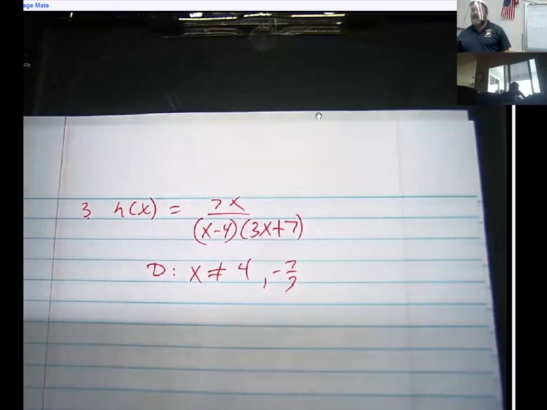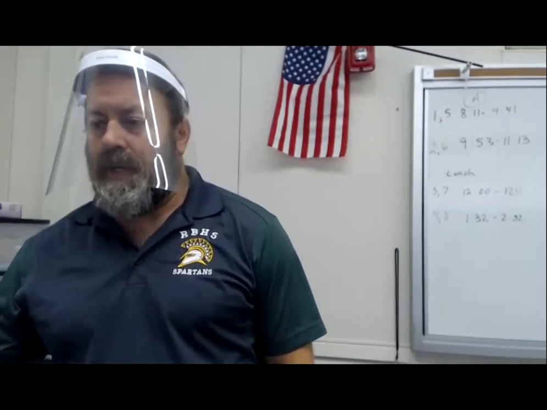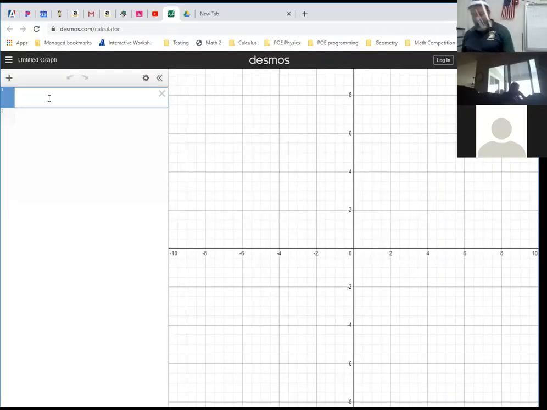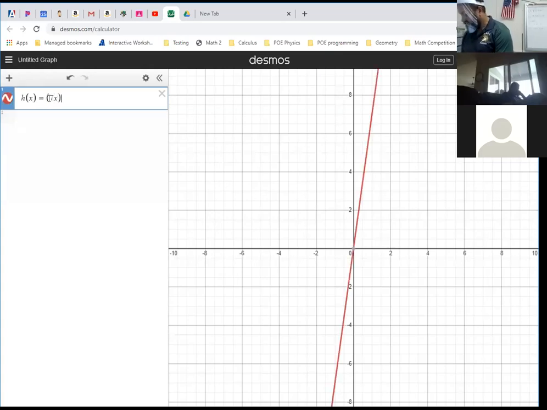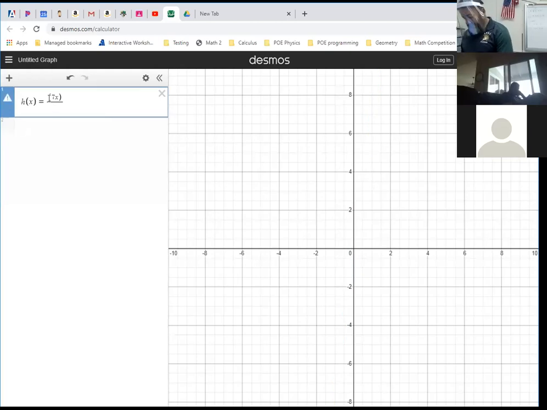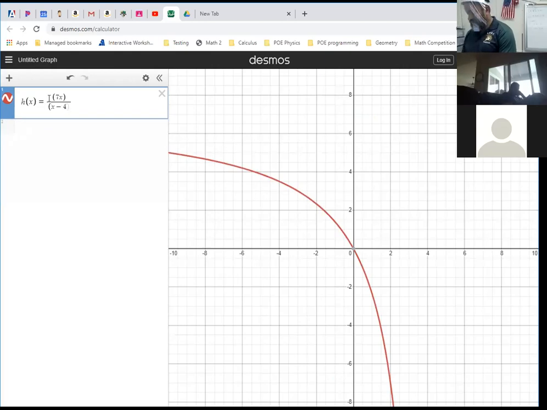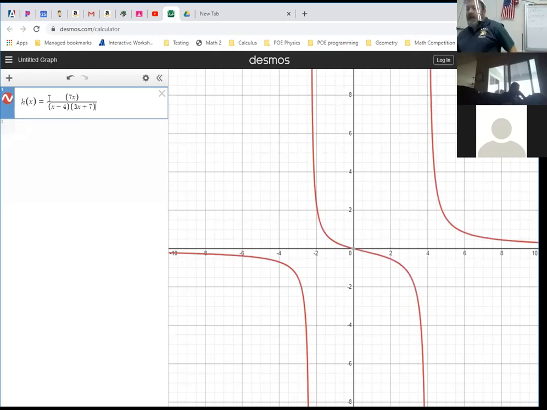Now, if you were going to actually go ahead and go into our good old friend Desmos, which I'm going to try to do. I'm going to share this so I can get over here to a Desmos screen. I want you to see visually what happens if we try to look at that. So I gave you a simple equation, which was 7x divided by (x minus 4)(3x plus 7). Now, if you look over here, that's a crazy looking graph, isn't it?